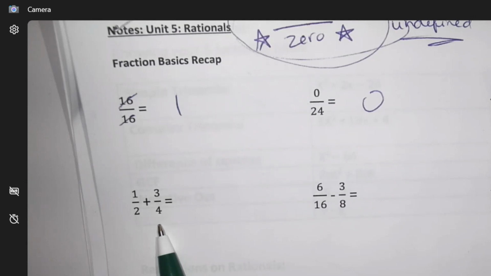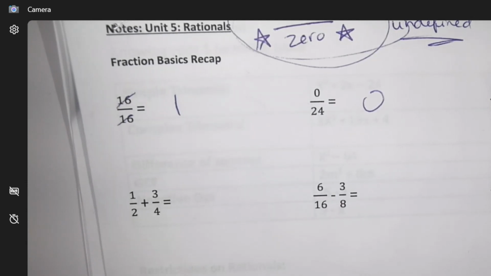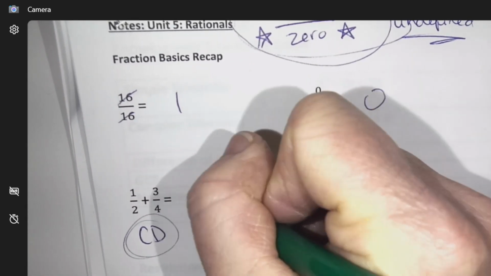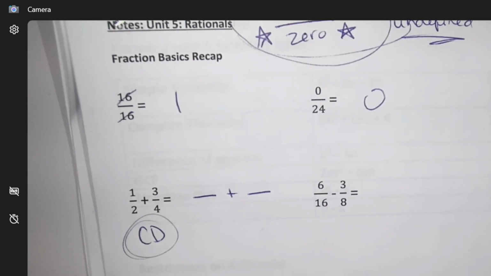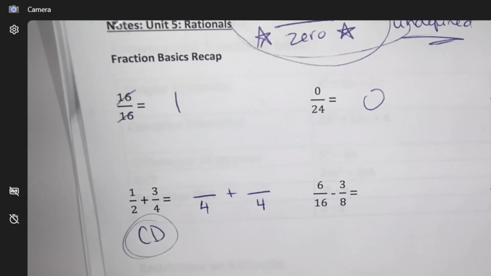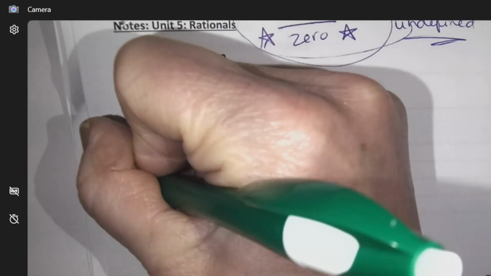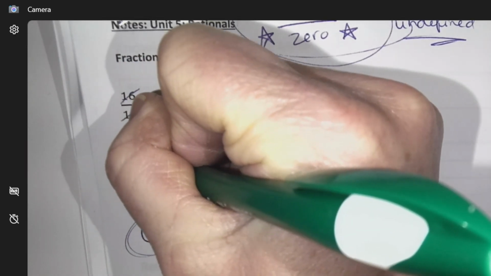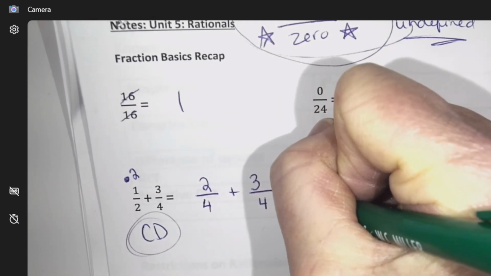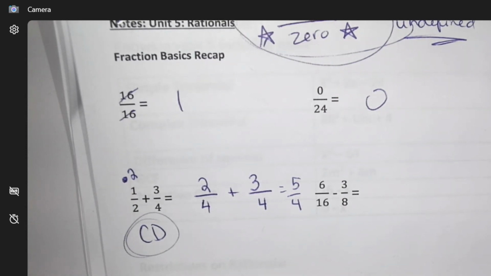Adding or subtracting, what's the big picture? You need a common denominator. So this fraction plus this fraction, what would you use between a 2 and a 4? What would you pick as a number? 4. They can both be turned into 4s. So I would have to times this by 2. Can you do the next one on your own without me?